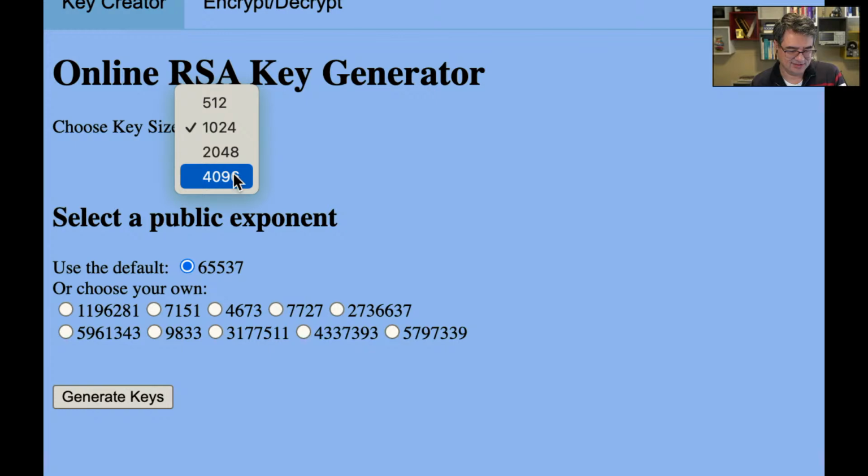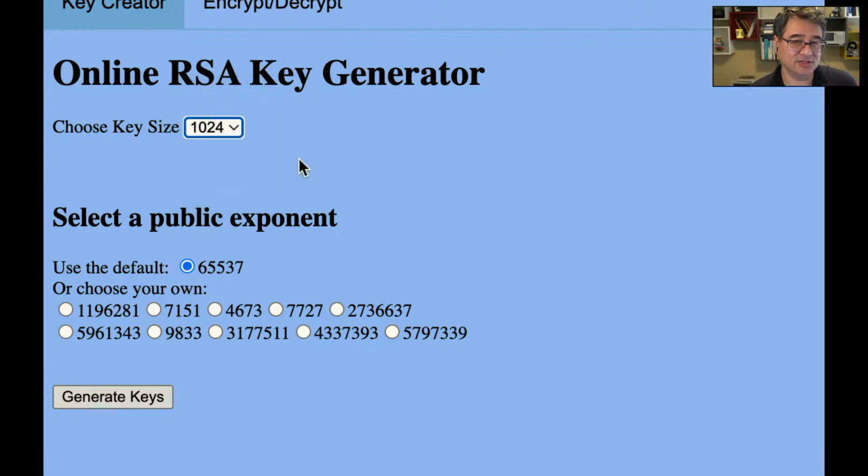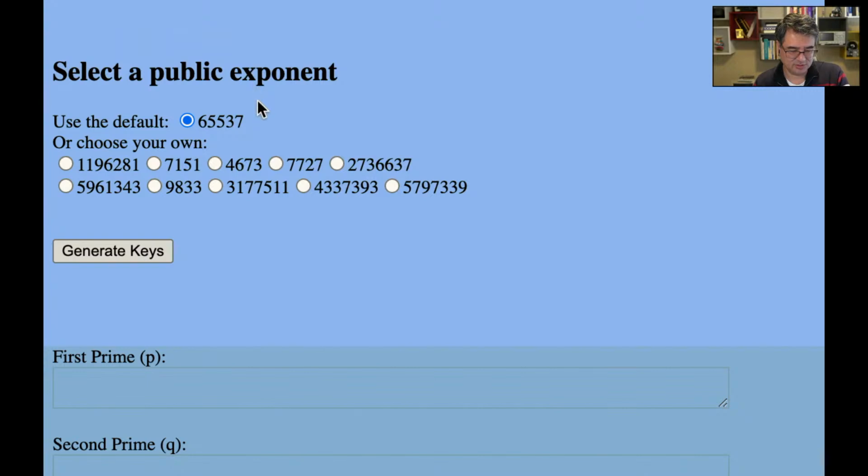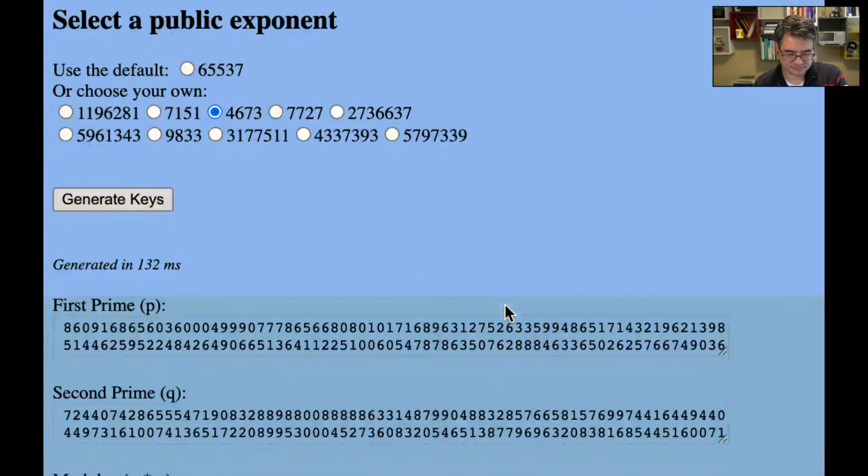I've discovered that if I use 4096, it takes too long to generate the keys. We'll be here for a few minutes as it generates the keys, and that's just not a good use of your time. So I'll choose 1024 bits. You also need to pick something called a public exponent, and you can either pick a default one, or you can select one of these random ones. And I might as well just pick one of these random ones, like this one here. And then I click on Generate Keys.